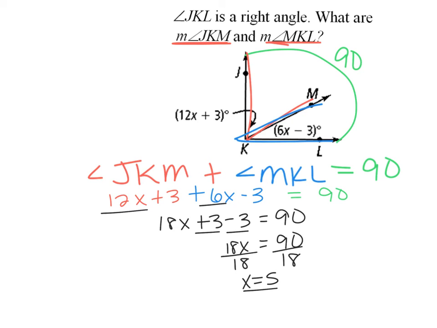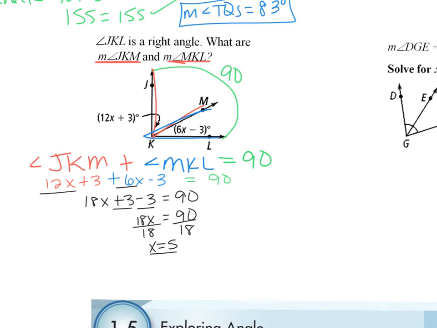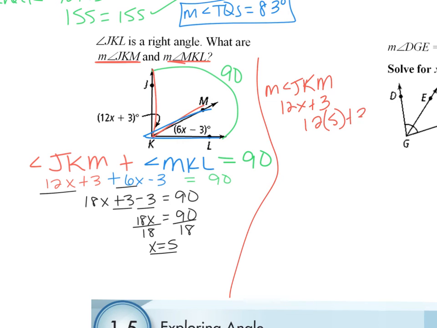So we get that answer, but that's not what it's asking us. We have to figure out what JKM is. So let me draw a little line. So the measure of JKM, and JKM we said was 12x plus 3. We're going to plug in 5, so 12 times 5 plus 3, I believe, is 63. So the measure of angle JKM is 63.